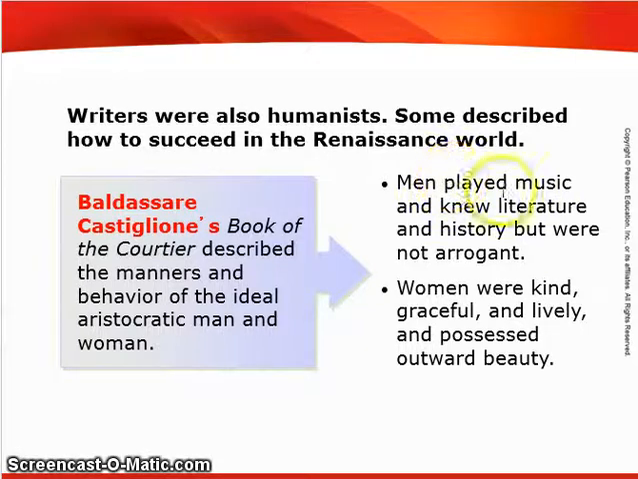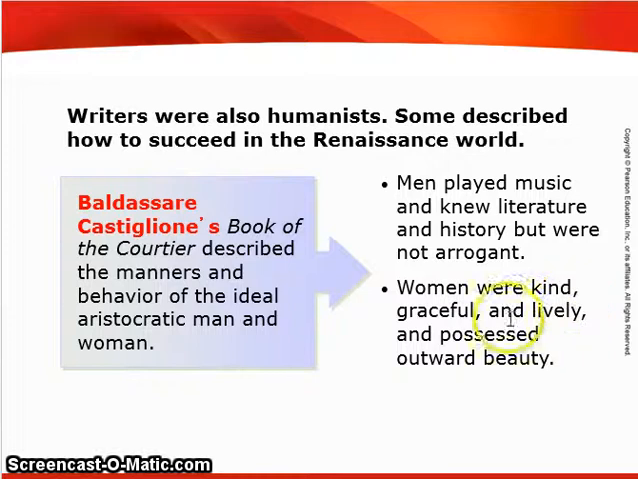If you are a man, you play music so you can amuse the king. You know literature, you know history, you know a lot about many things. However, you are not arrogant in this knowledge. You don't come across as, ooh, look at me, I know so much, I must be very important. You hide those feelings if you have them.